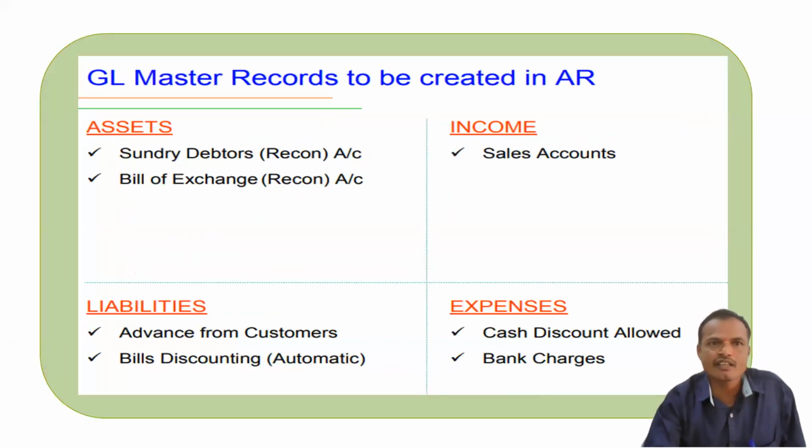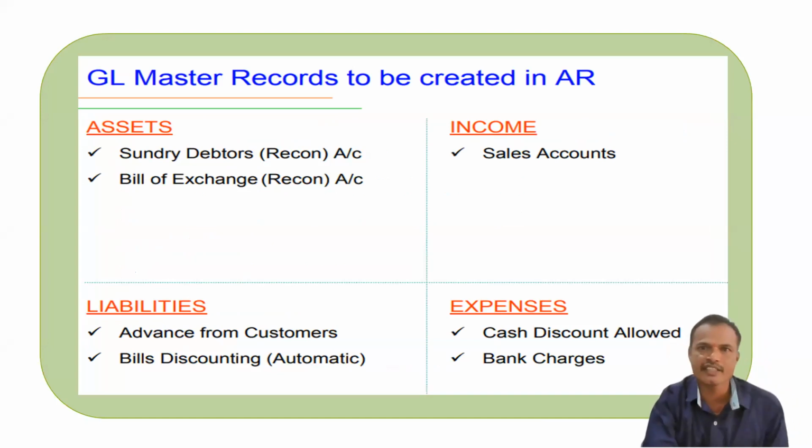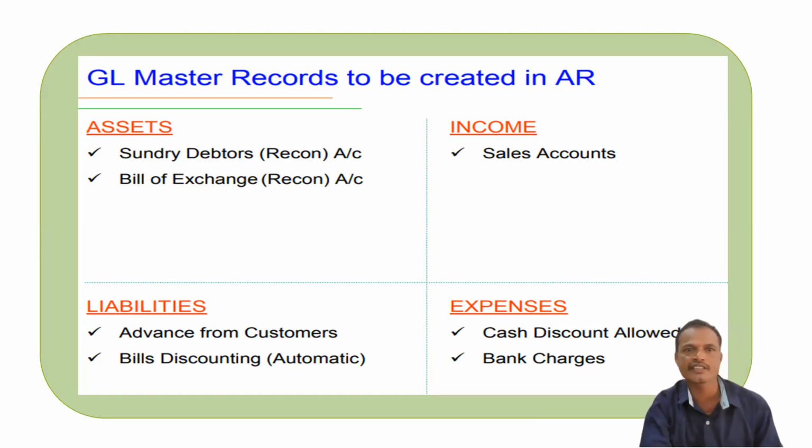In this, we create GL master records to be created in accounts receivable. Here also we maintain assets, income, liabilities, and expenses. In the asset part, we create sundry debtors, recon account. In sales, income means sale accounts, the income part. So this one will be created in accounts receivable, bill of exchange, and on the liability side, advance from customers. We receive some advances from the customers while making sales, and bills discounting automatic, and cash discount allowed, bank charges.